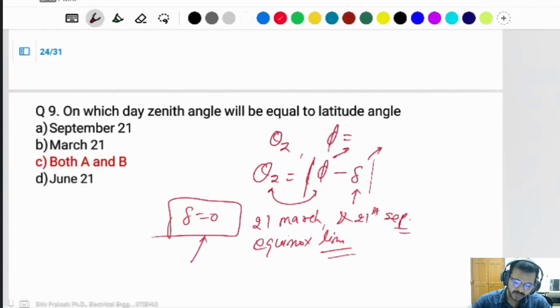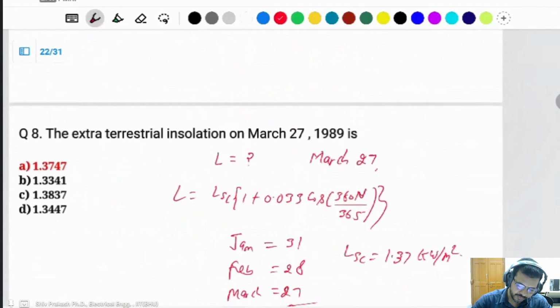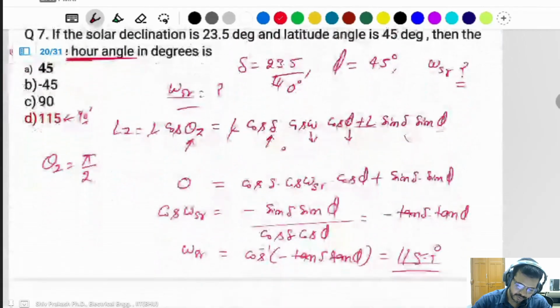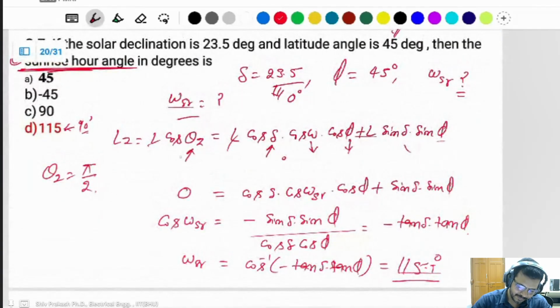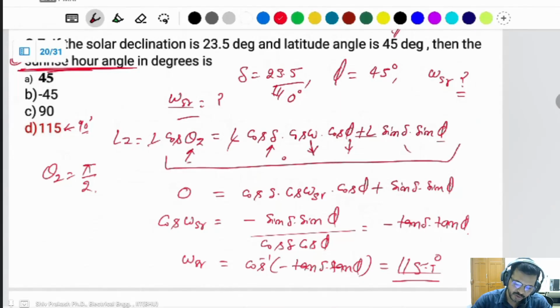This comes from here only. If this omega is 0, then cos theta z will be cos del cos phi plus sin del sin phi. It means phi minus del or del minus phi. We can take cos a cos b plus sin a sin b is equal to cos of a minus b. That's why it will take approximately this form.